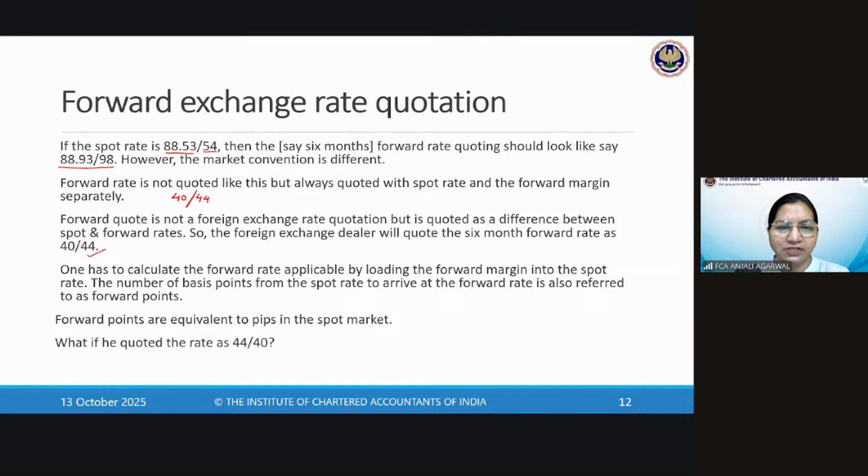So the convention says it is 40/44, which means that the foreign exchange spot rate has increased by 40 basis points and 44 basis or pip points in the forward rate. So after 6 months, the price for dollar would be not 88.53, but you add 40 to the last two digits of 53. 53 plus 40, 93.